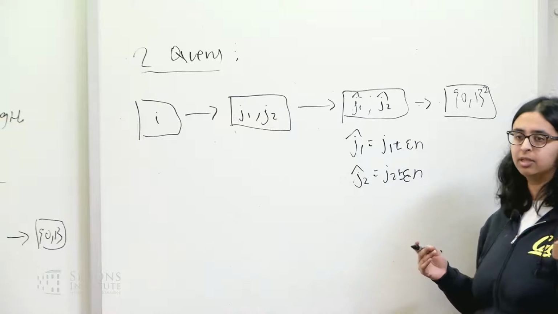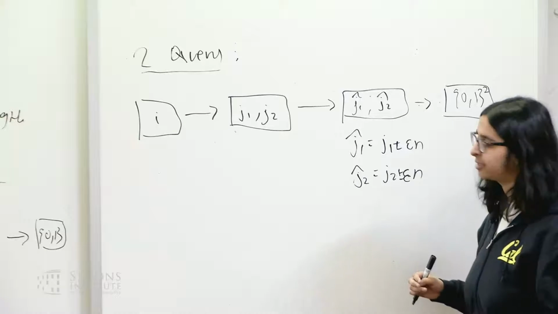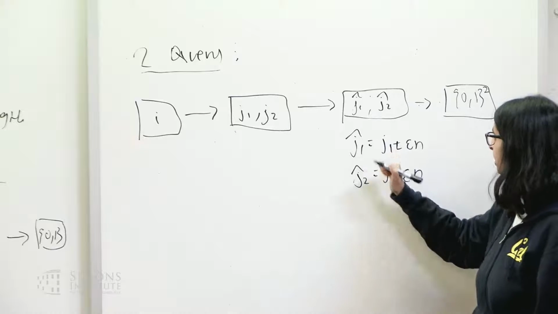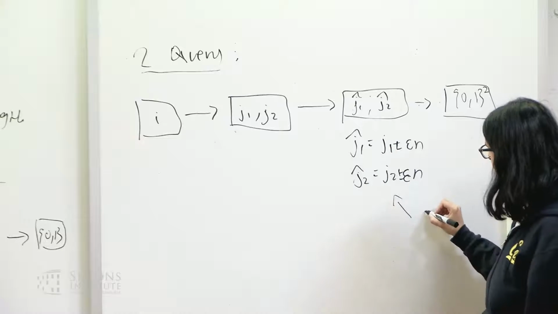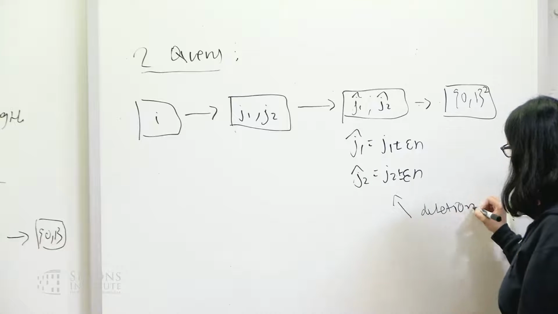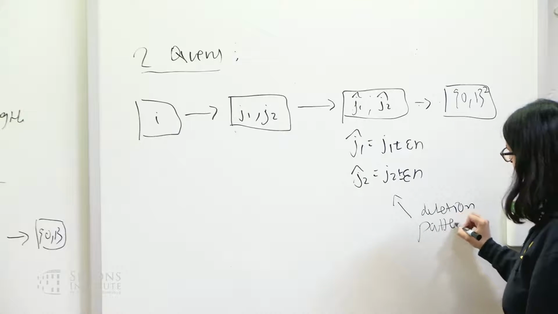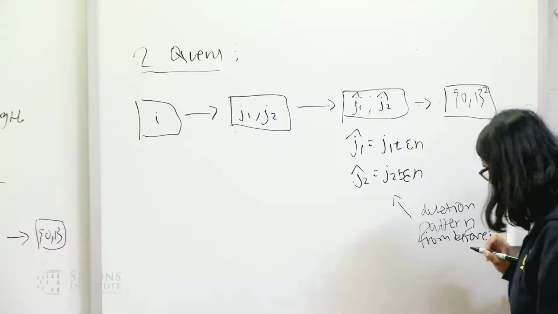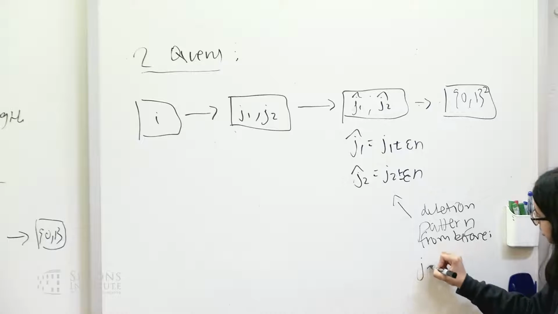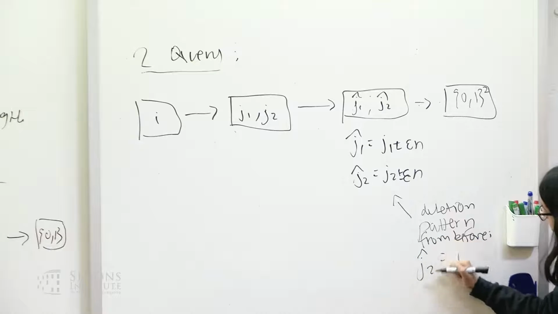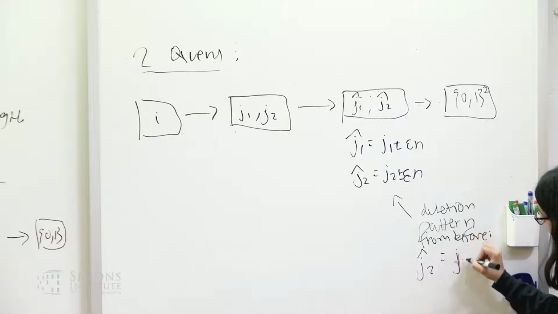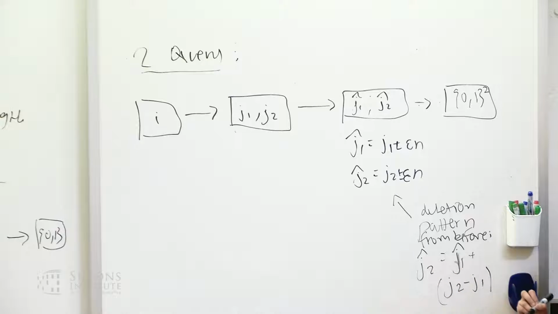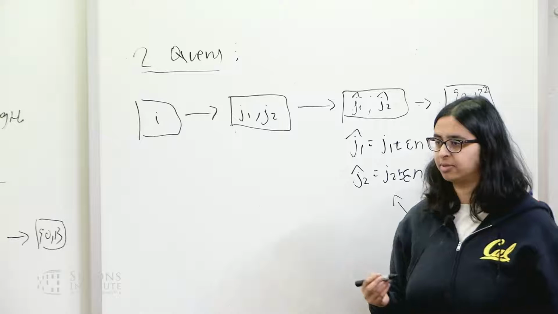In fact, if you do that exact deletion pattern where you just delete the first chunk of indices, then what you're going to get here is J2 hat equals J1 hat plus J2 minus J1. The difference between them is not actually going to change, because you're only deleting stuff at the beginning.